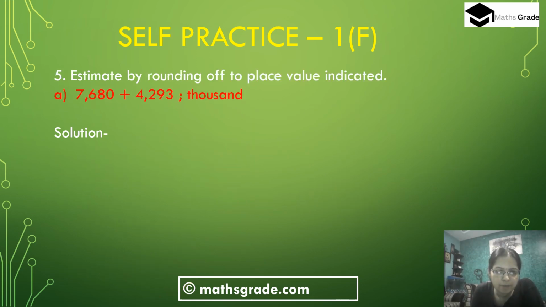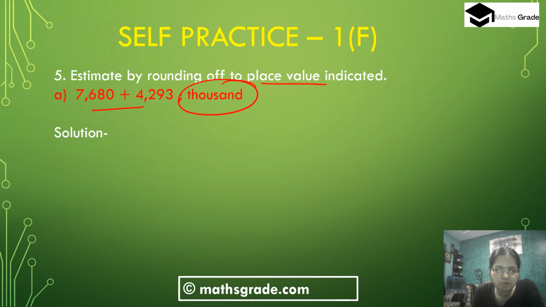Now question number 5. Estimate by rounding to the place value indicated. The first part is 7,680 plus 4,293, and the place value is 1000. We have to round these numbers, 7,680 and 4,293, to the nearest 1000.